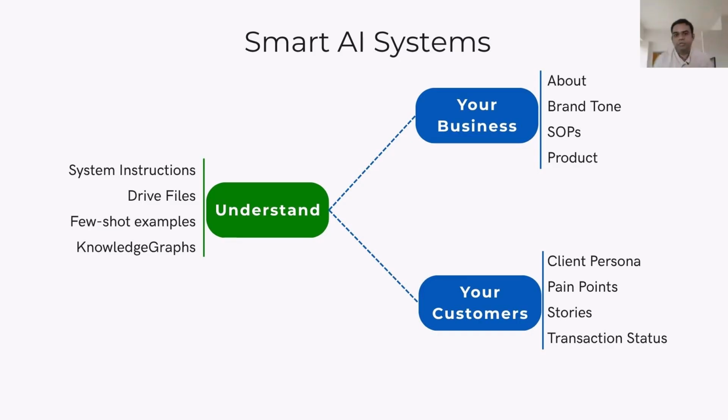So when we're talking about understanding how AI understands, there is more to it than just giving a prompt. There are system instructions. You can give it access to files. You can give it some examples of how to respond to a particular situation. You can give it knowledge graphs so that it answers accurately.